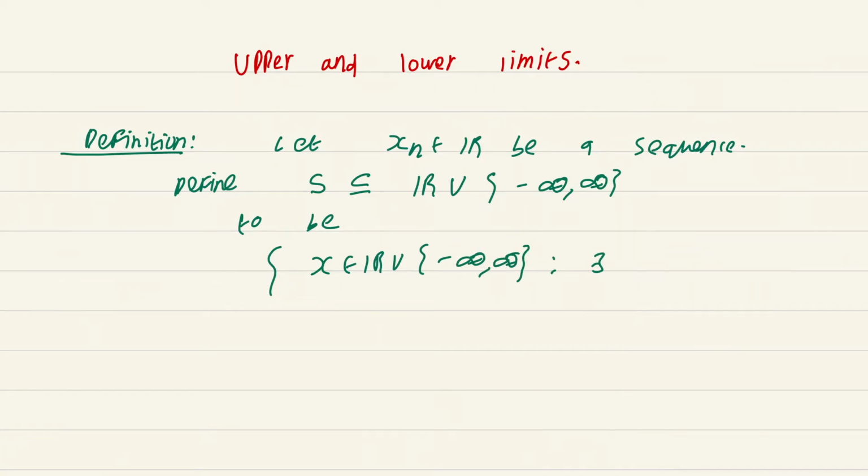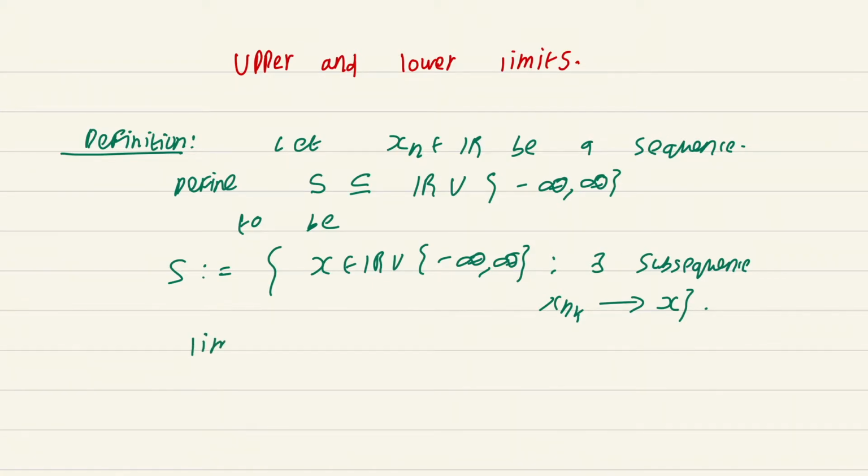such that there is a subsequence x_{n_k} that converges to x, or rather it could converge to x if it's a real number, or it diverges if you want the point infinity to be in this set S. There should be a subsequence that diverges to plus infinity. Similarly, if you want minus infinity to be in this set, you need a subsequence x_{n_k} that diverges to minus infinity.